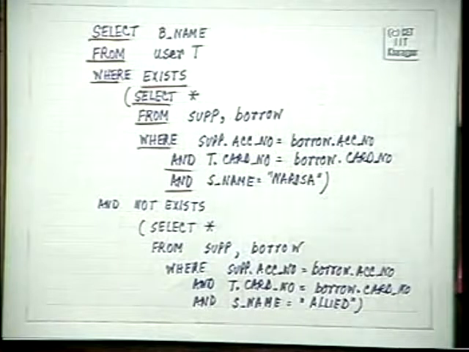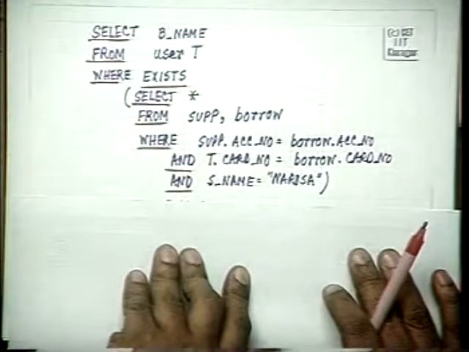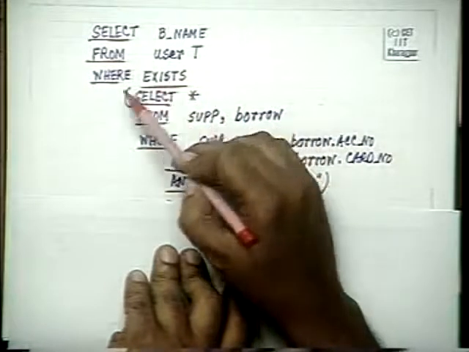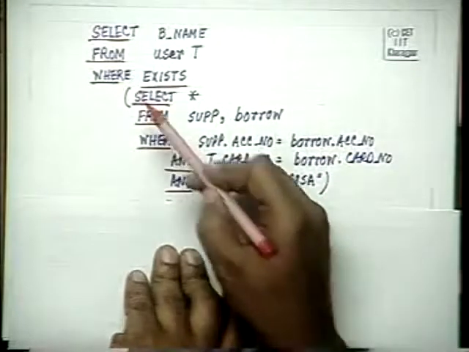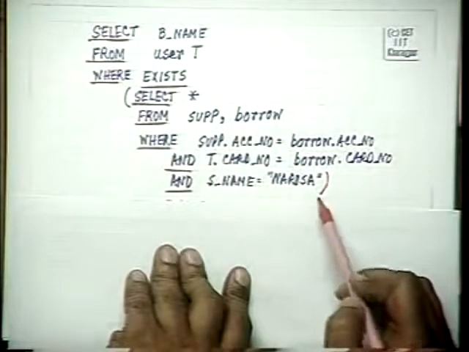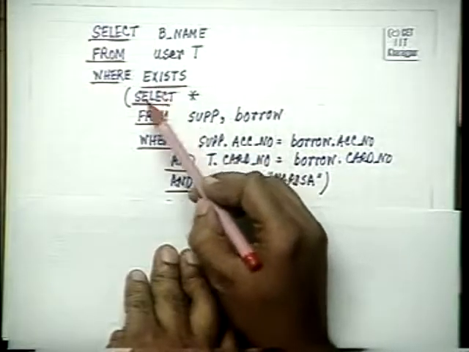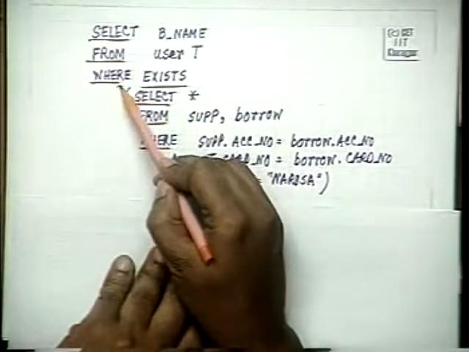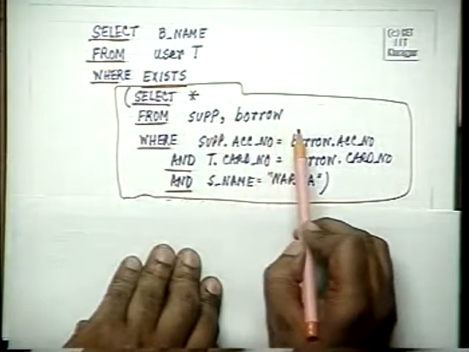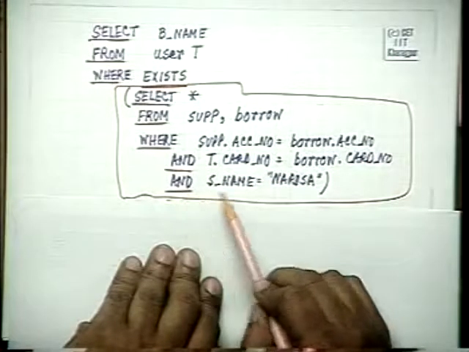Let us see the first part. This is a valid complete SQL query. Select borrower name from user T, where exists. Exists means the query which is returned here is non-null. So what is this part saying? This part is saying select star, meaning all the attributes from supplier and borrow, where S dot accession number equals borrow dot accession number and T dot card number equals borrow dot card number and S name equals Narosa.